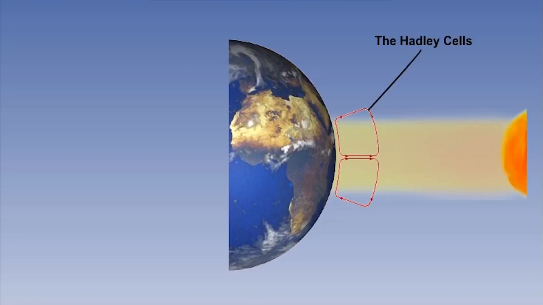These are called the Hadley cells. They are the warm air circulation cells that will always be centered around the point of maximum heating, in this example, the geographic equator. But remember, the point of maximum surface heating moves north and south throughout the seasons.